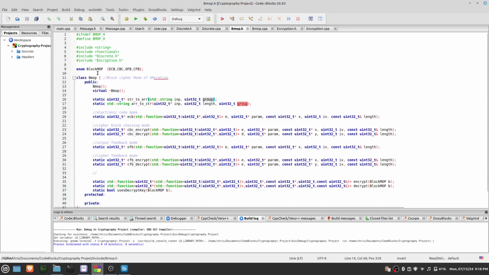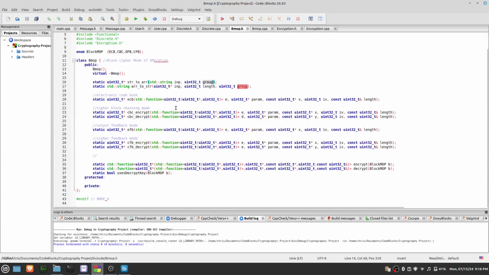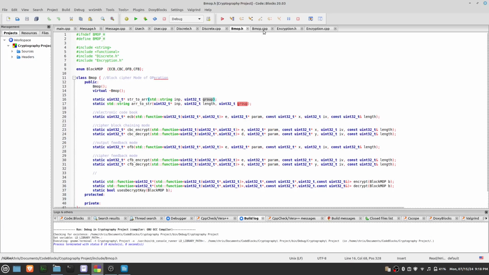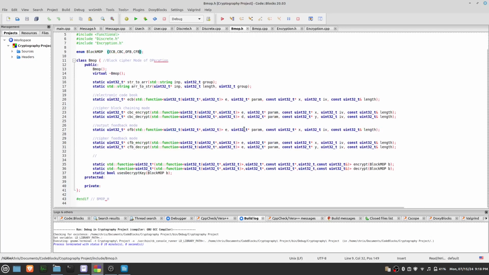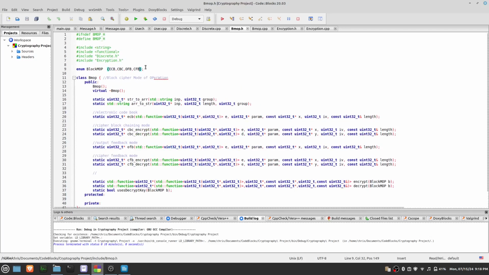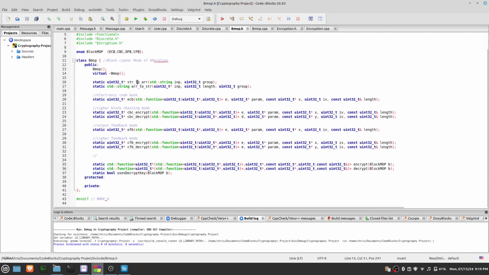Next we have BMOP, which is block cipher mode of operation. So this determines how the blocks are individually encrypted. We have an enum, which encodes one of four different types: ECB, CBC, OFB, and CFB. There's also counter mode, which was just a little bit too complicated, so I decided not to implement that one. I'm pretty sure from what I read in the textbook that it's much better than the other ones, if I recall correctly.